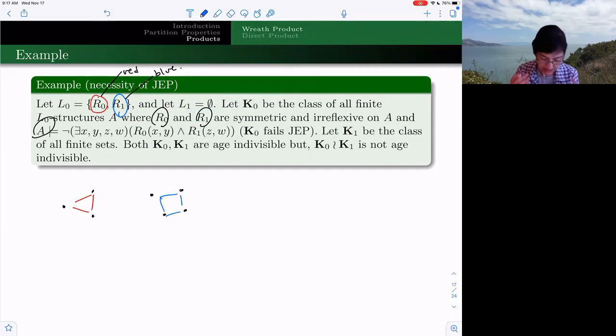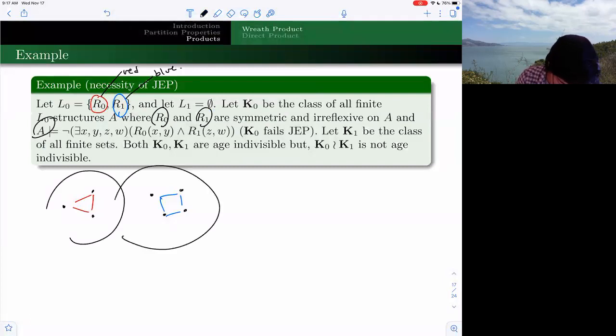And then you put that together into a class of finite structures closed under isomorphism, but it's going to fail JEP, because if you try to put these things together into one structure, you've violated this condition. But what's interesting is you still retain age indivisibility.